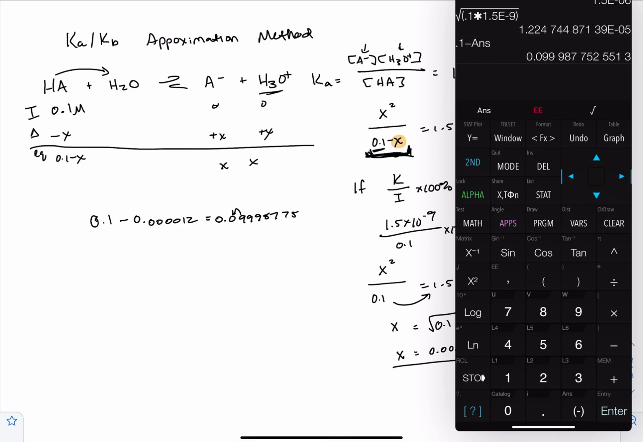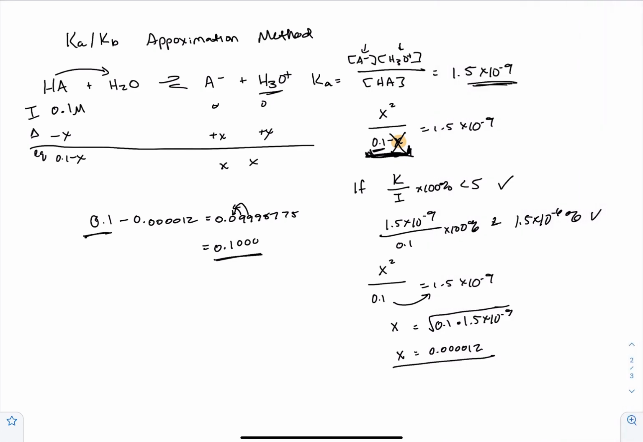If I want an answer that has 1 sig fig, I'll round that up. If I want an answer with 2 sig figs, it still rounds all the way up. Even with 3, 4, 5, 6, 7, I'm still going to have an answer that rounds all the way up to 0.1. You see what I'm saying? So it was a fair assumption to say that my x did not matter at all and it wasn't going to change the problem.